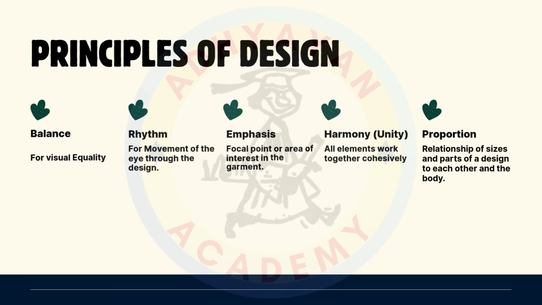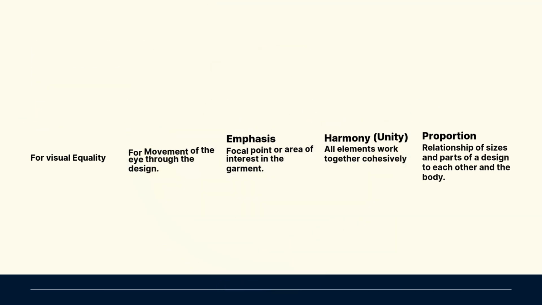The principles of design guide how different elements are arranged in a garment. Balance means visual equality, which may be symmetrical or asymmetrical. Rhythm creates movement of the eye using repetition, gradation, or radiation. Emphasis highlights the focal point or area of interest in a design. Harmony ensures that all elements work well together. Finally, proportion maintains the correct size relationship between the parts of a design and the human body.